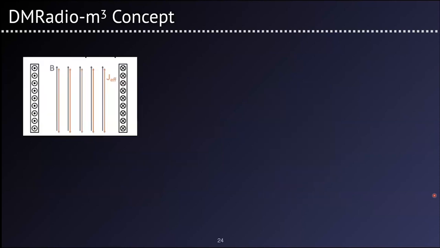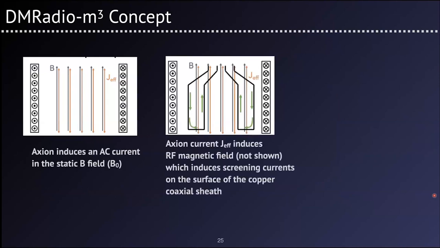Now, once again, I'll walk everyone through the concept by which DMRadio meter cubed works. So it's very similar, but you have to take into account the different geometries. First, you have an axion inducing an AC current in a static magnetic field. So this time your magnetic field is running the length of a cylinder. So it's in the vertical direction.